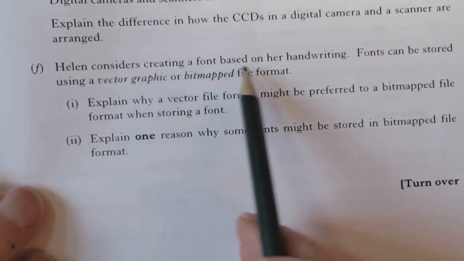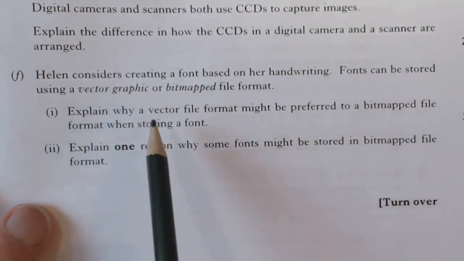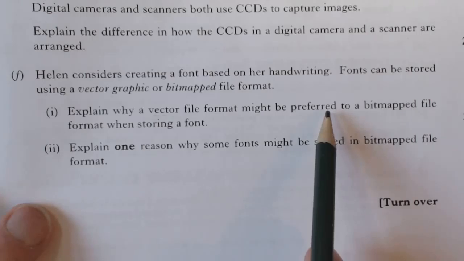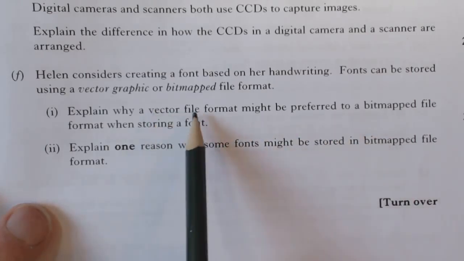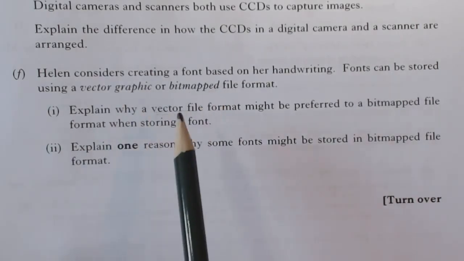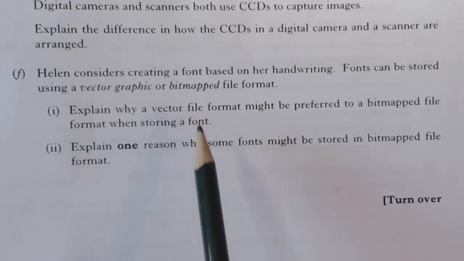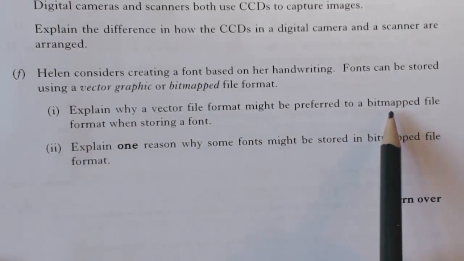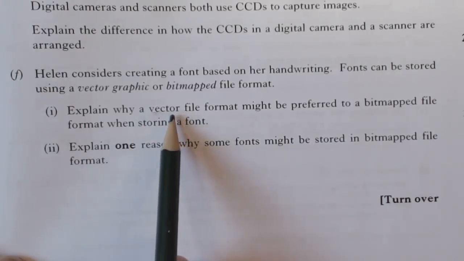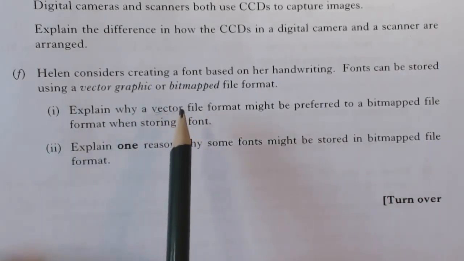And she now wants to have her own font of her handwriting, as you do. Fonts can be stored as vector graphics. Remember your alphabet, so you're to explain why vector would be preferable to a bitmap here. With vector graphics, you can store in one file as many objects as you want, so each object could be the shapes that make up each letter of the alphabet, all in one file. But with bitmap, you'd have to store them as separate images. So it's easier storing them as vector because in the one file you've got all the different letters of the alphabet.